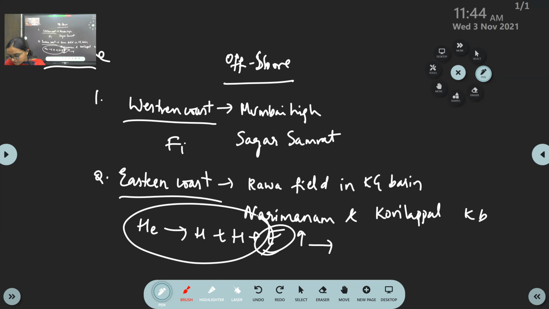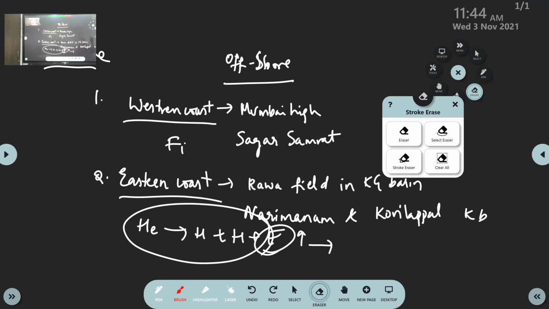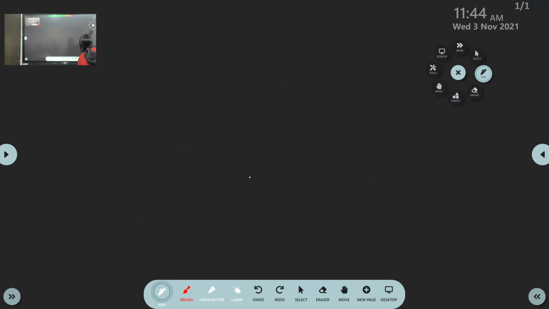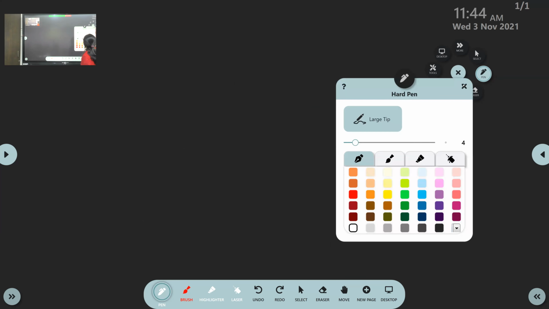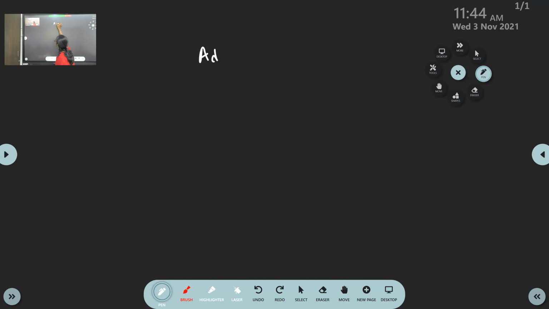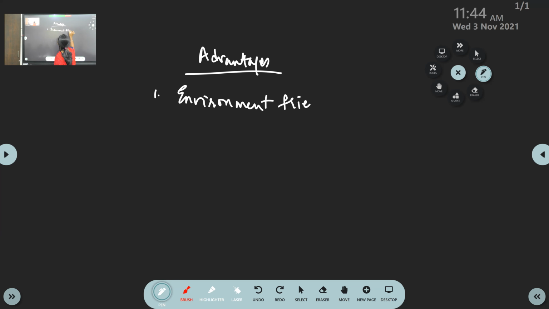And what are the advantages? Can you name the advantages of solar energy? Then advantages. Environment friendly. How is it called environment friendly? Because no emissions in the generation of electricity.